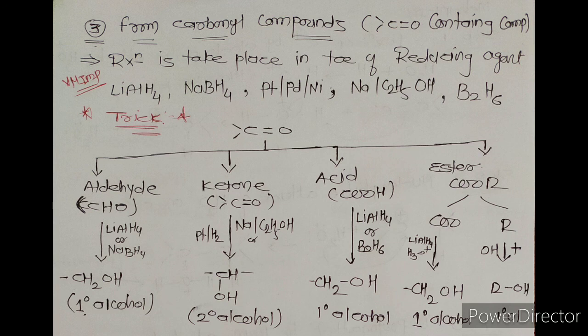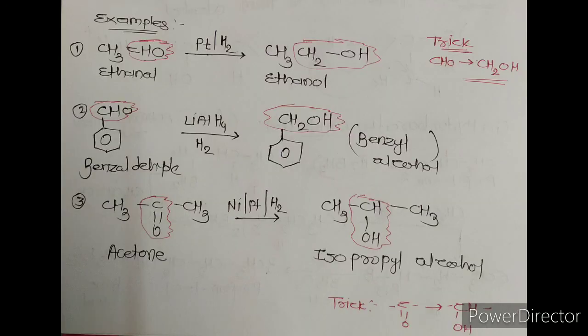All these reactions take place in the presence of a reducing agent, and all of them are reduction reactions, so we are adding hydrogen, the H2 molecule, in all the reactions. Let's take a few examples. First one: ethanal undergoes a reduction reaction in the presence of platinum, and it forms ethanol. Here, as I said, remember the trick: instead of CHO, you just put CH2OH.